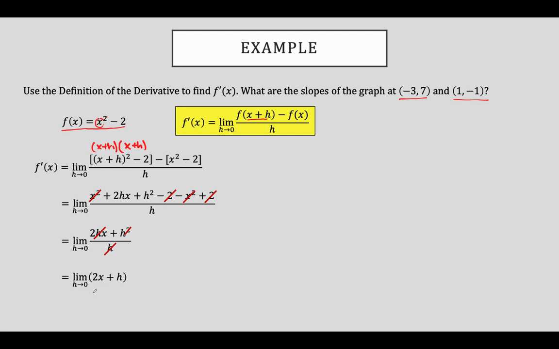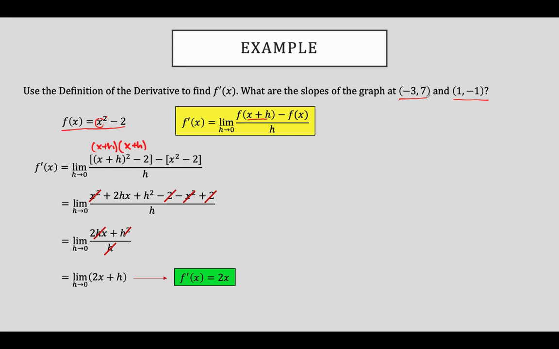Now we can evaluate this limit by plugging in 0 for h. 2x plus 0 leaves me with simply 2x. Therefore, our derivative function f prime of x is equal to 2x. So there is our derivative. This function gives us the slope of the tangent line, the slope of the graph of f of x for any value of x.